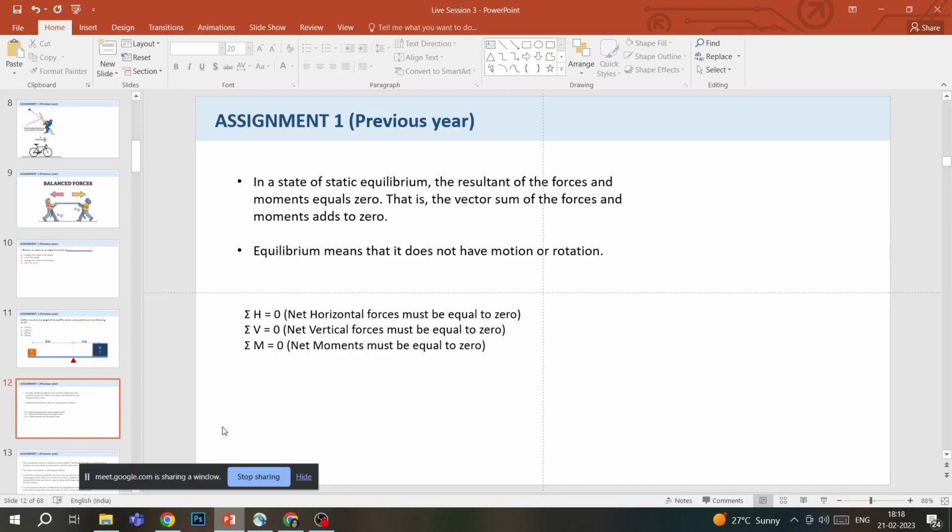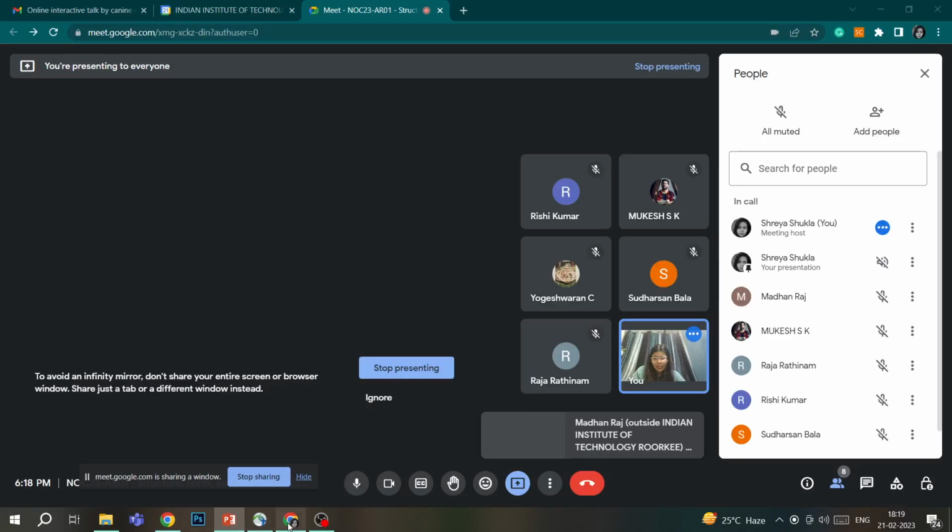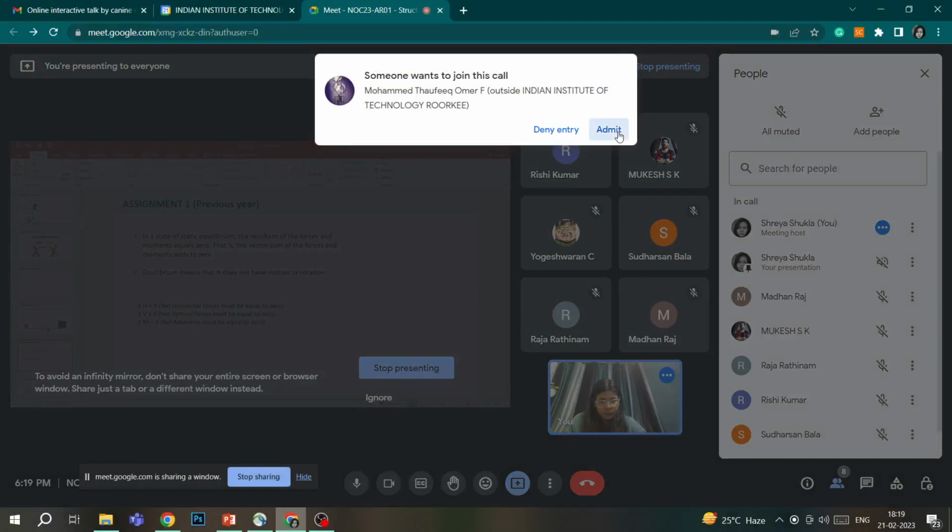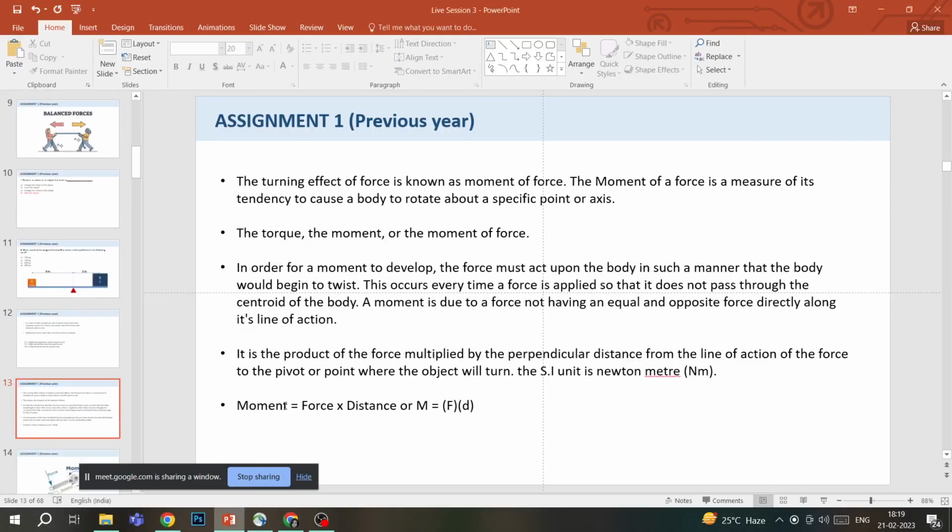We signify this equilibrium scientifically by writing summation H equals 0, which means all the horizontal forces acting on that system must be equal to 0. Summation V equals 0, which means all the vertical forces acting on that system must be equal to 0. And summation M means all the net moments acting on that system is 0. So summation M is also 0.